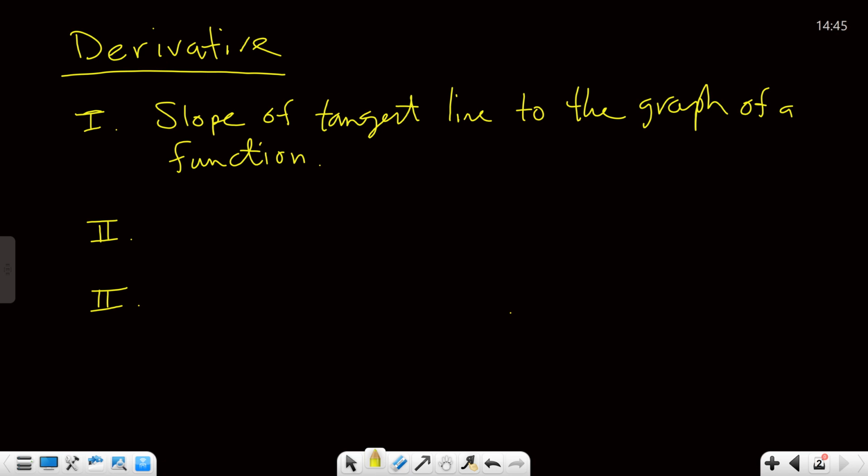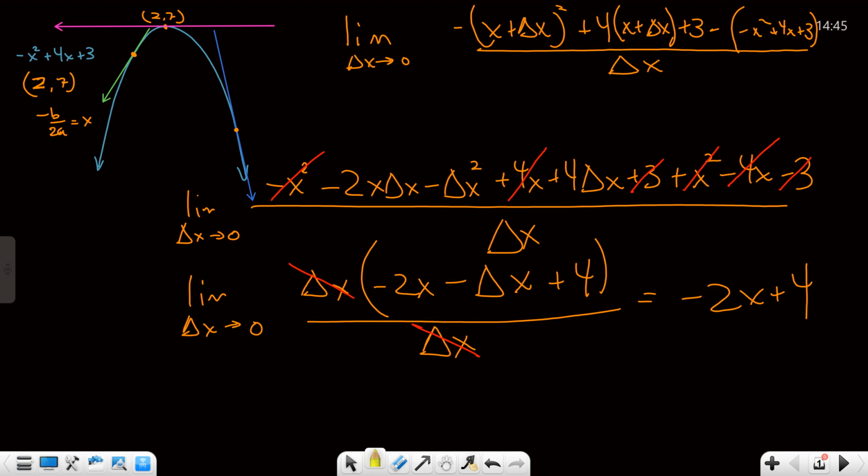Okay, 2 and 3. We'll come back to 2 and 3 in a couple minutes, but that's the first one. It's the slope of the tangent line to the graph of a function. Now, this is what I was talking about before. This is a slope. That's not a slope? It is a slope, because, like we talked about, if you look at that parabola, the slope will change at different locations. So, just for giggles, we know one of the answers. The purple line, the slope at 2, 7 should be 0. Negative 2 times 2 is negative 4 plus 4 is 0. Yay! That makes me happy.